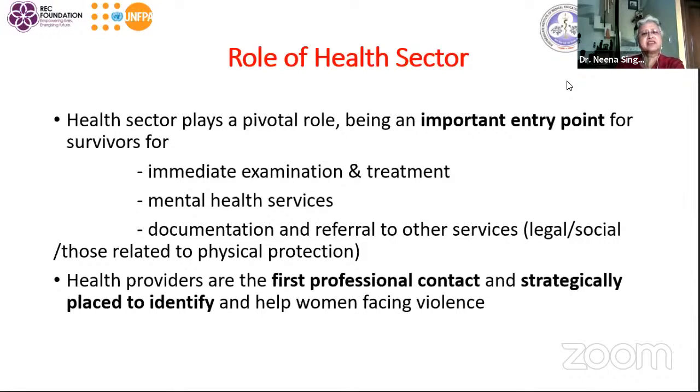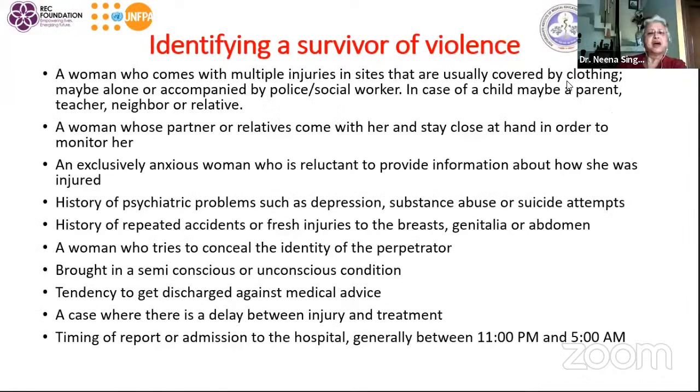So health providers are the first professional contact and strategically placed to identify and help women facing violence. The first point of contact is a health provider, or an ASHA, or an ANM, or a social worker also. These are the people who come in contact with these victims first of all. And it is very important to identify whether sexual violence has occurred, because most of the times the survivor is in denial. So a woman who comes with multiple injuries in sites that are usually covered, it is you who have to have a very high degree of suspicion index, to suspect sexual violence and identify them.